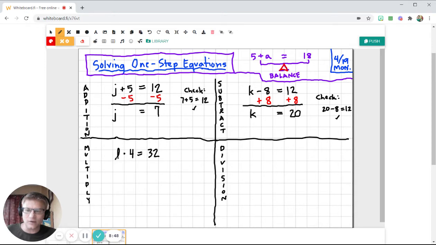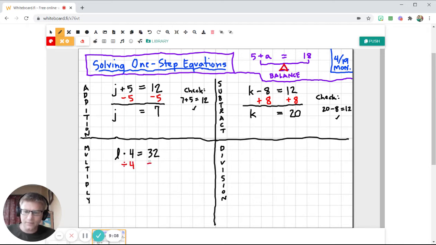Like I need L to be by itself, just like I needed J and K to be by themselves. So how do I get rid of a times 4? Right? So to get rid of times 4, I do the opposite. Just like here I did plus and minus, over here I do multiply and then I divide. Divide by 4, I put it underneath.